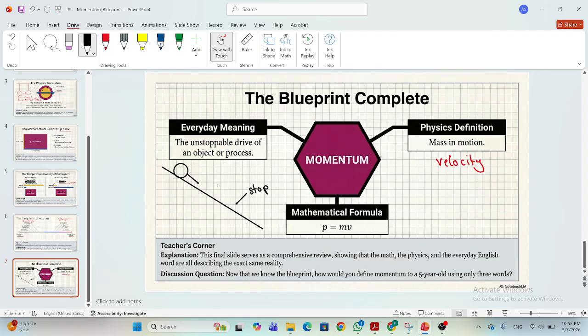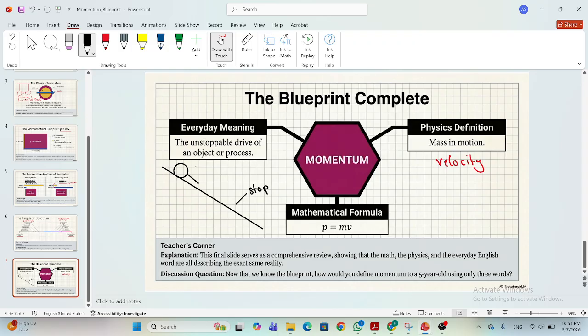Okay, an unstoppable moving object. So when you want to explain to someone that you cannot stop this object, you can say that this is a momentum. A momentum means that I am not able to stop this object. In practical or everyday life, we can use it just like this.